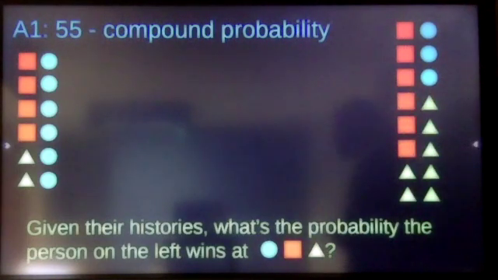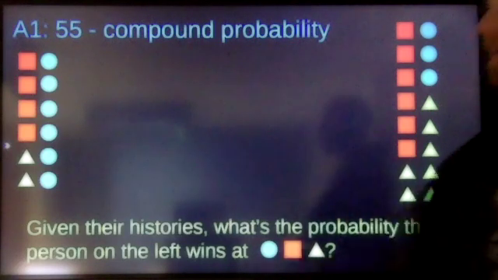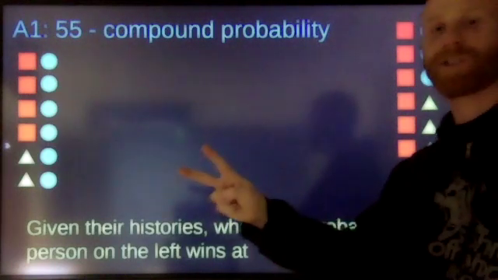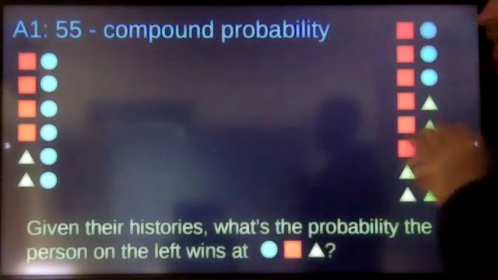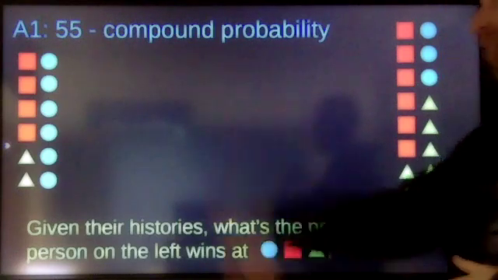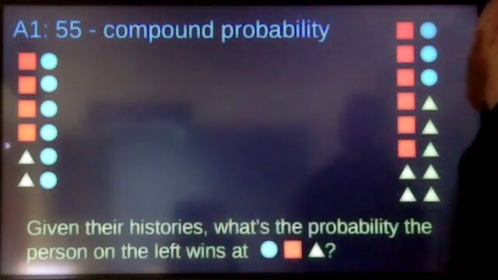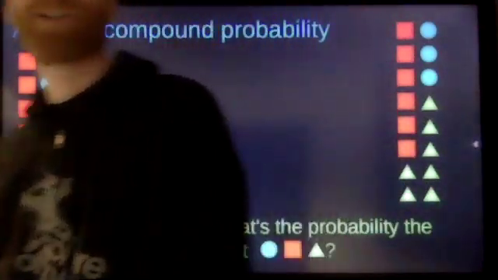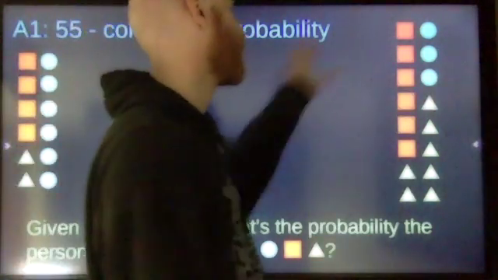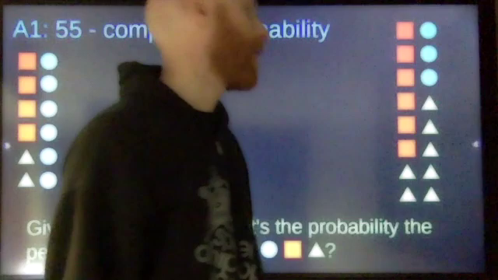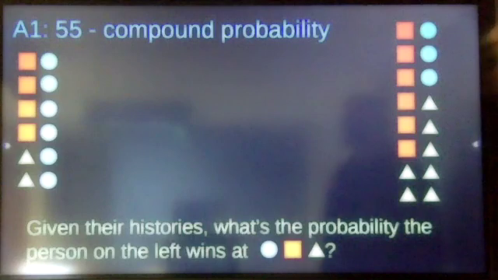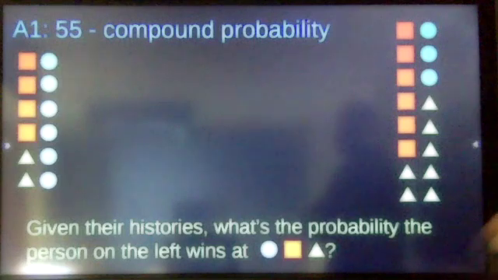Look at this situation. We're going to let circles represent rock, squares represent paper, triangles represent scissors. Rock, paper, scissors. Paper beats rock, rock beats scissors, scissors beat paper. Okay, we got candidate number 1, who kept track of a little bit of the history of the rock, paper, scissors games they do. Candidate number 2, same thing. My question is, what is the probability that the person on the left wins in a rock, paper, scissors match against the person on the right?